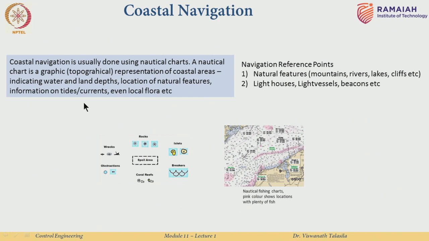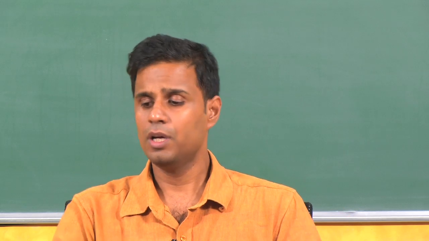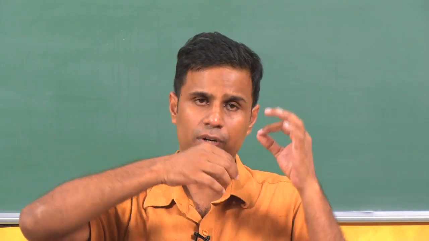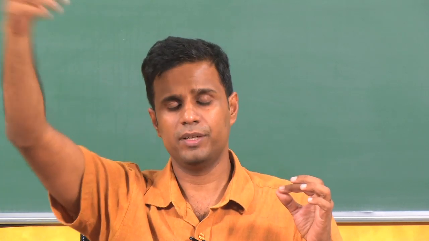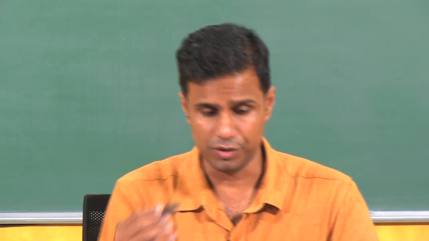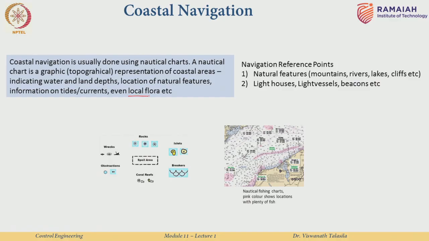Okay, so what is coastal navigation? Loosely speaking, if you talk of ancient times, coastal navigation was when you needed to move from one point on the coast to another point, maybe hundreds of kilometers away, and you would use specific natural features, okay? So for example, you would use maybe some mountains which are along the coast. You would use certain species of animals, fishes and other kinds of marine species which you see along the coast. You would actually use tides and currents. Along the coast, there would be certain regions which have very strong currents and other regions which have very mild currents, right?